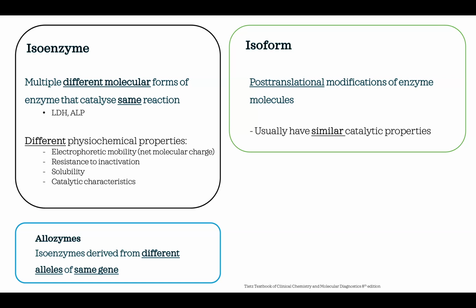An isoform is a molecular form of the enzyme which underwent post-translational modifications, and they usually have similar catalytic properties. Allozymes are isoenzymes that are derived from different alleles of the same gene.